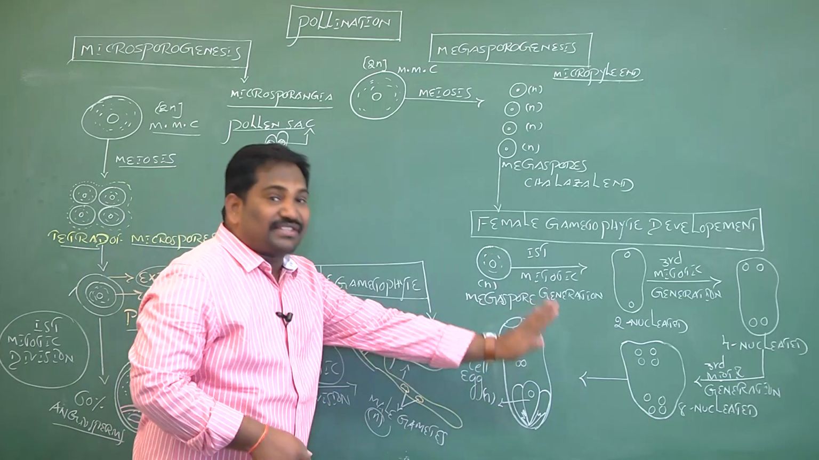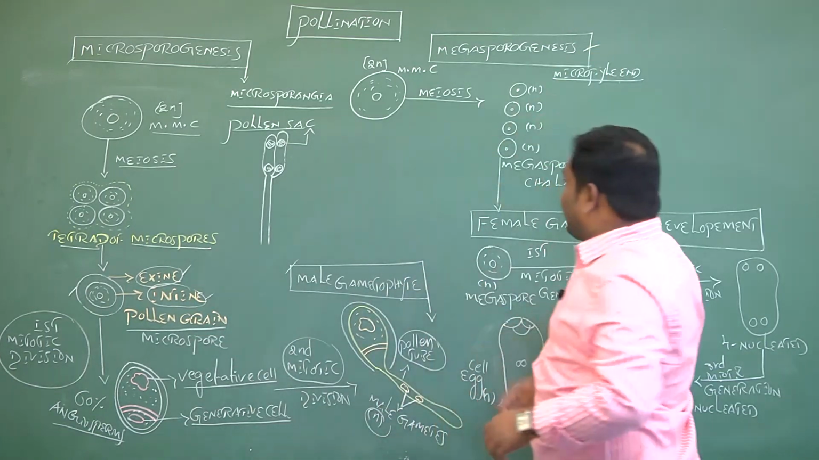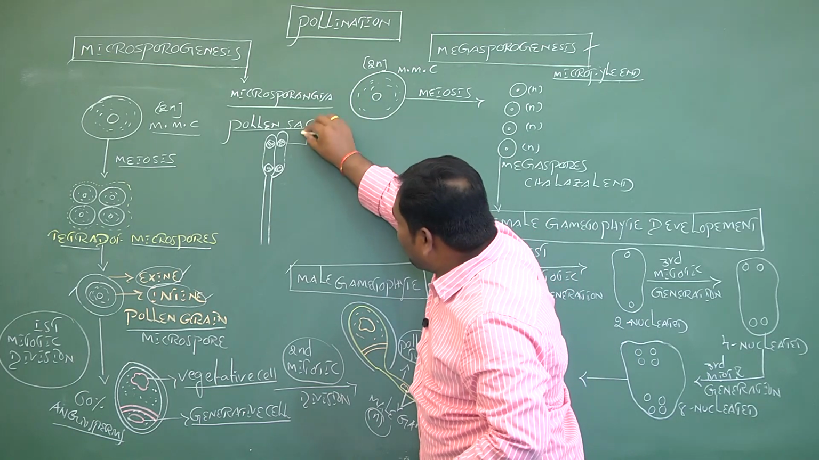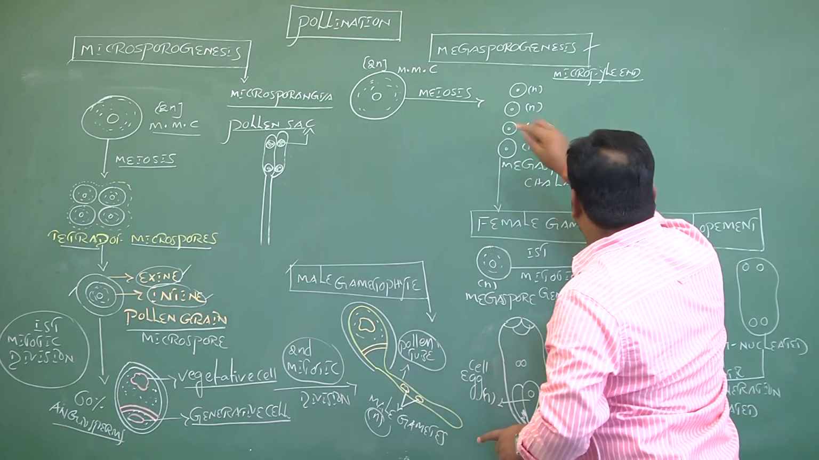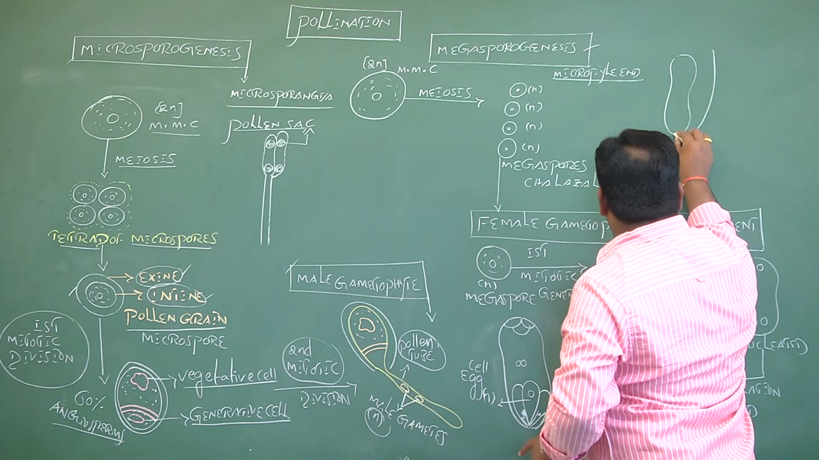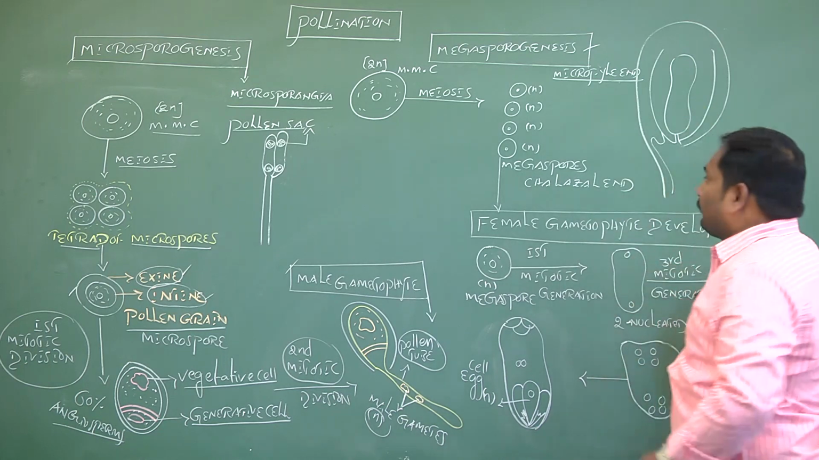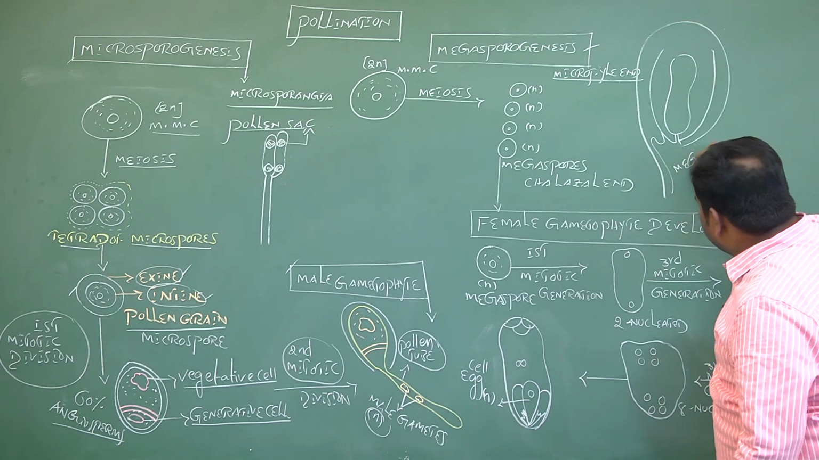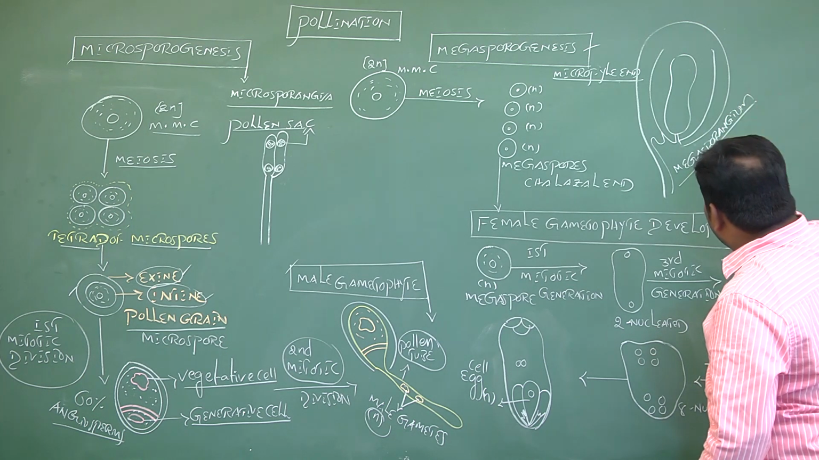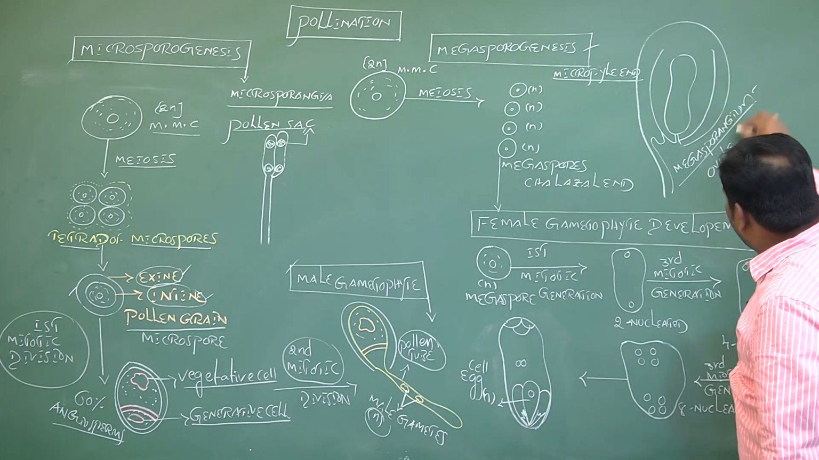And where are the female gametes developed? Let's discuss now. We need to discuss the process of megasporogenesis. The process of microsporogenesis takes place in microsporangia or pollen sacs. The process of megasporogenesis takes place in the megasporangium, also called the ovule. The process of megasporogenesis takes place in the megasporangium or ovule.